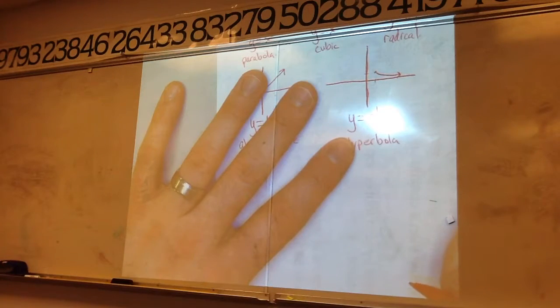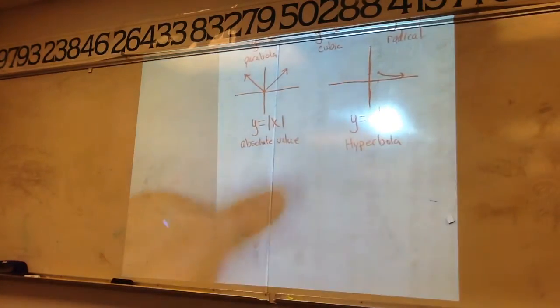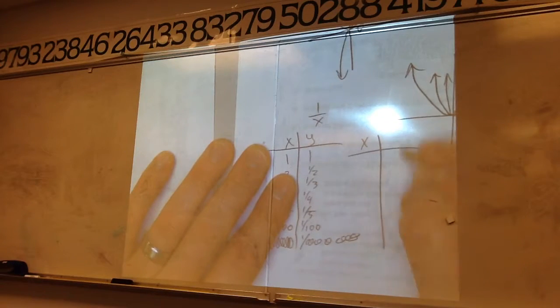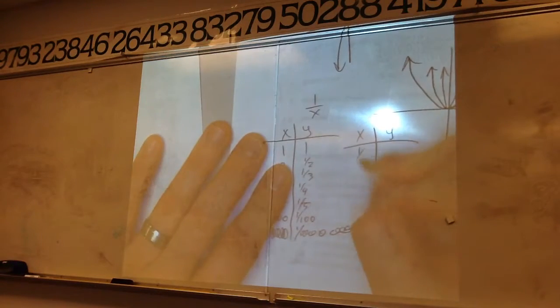But that graph says it starts at 1. Okay, so let's go, what's between 0 and 1? What kind of numbers do we know? Oh, fractions. Give me a fraction. Half. When x is a half, what is y?